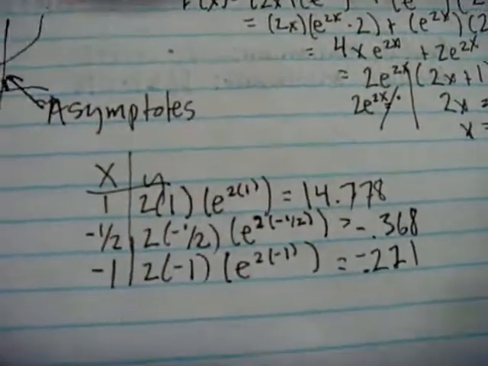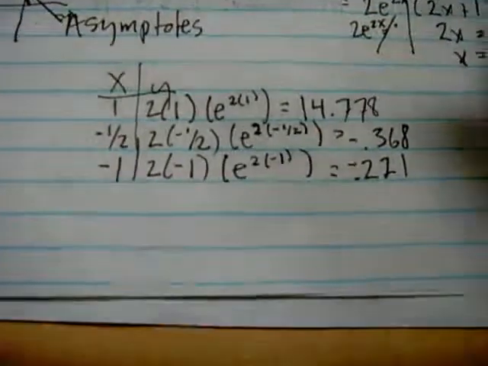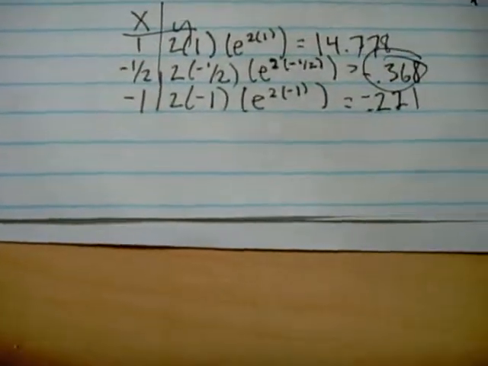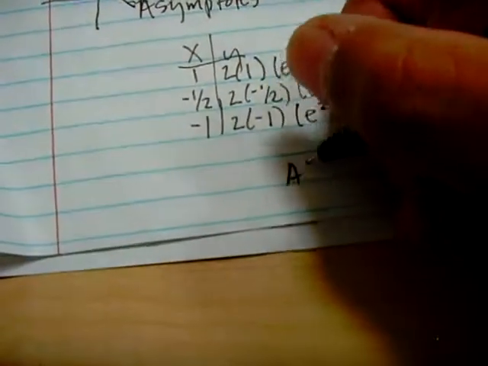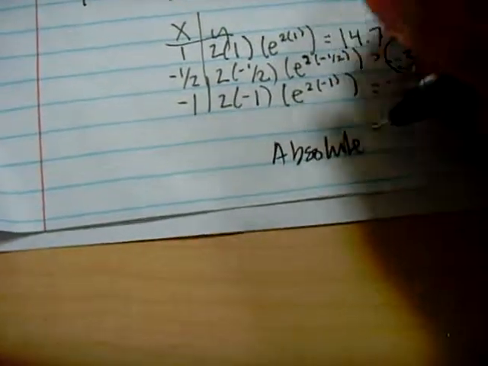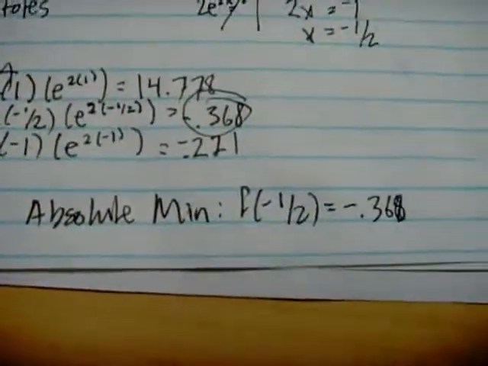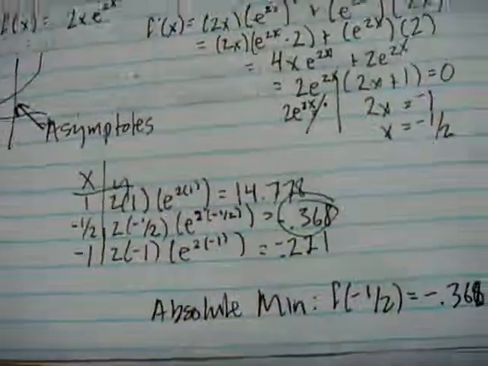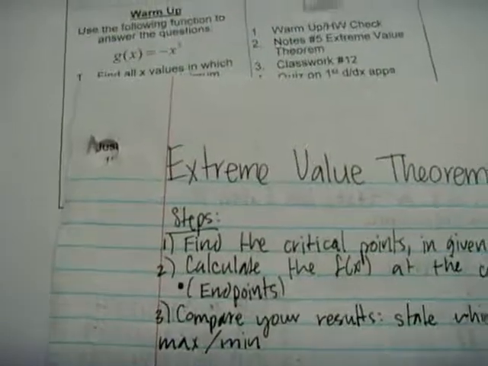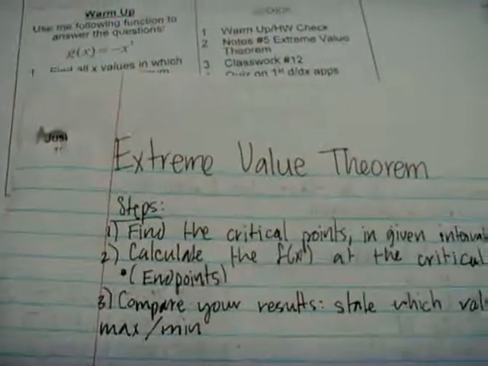Compare your answers and determine which one's your absolute minimum. In this case, your minimum would be negative 2.271 at the point x equals negative 1. So just state that. And you're done for this one. So this has been the extreme value theorem. We are now done.